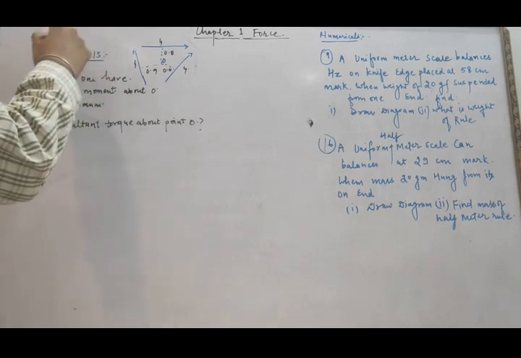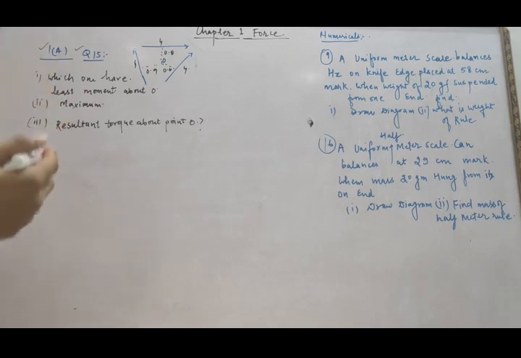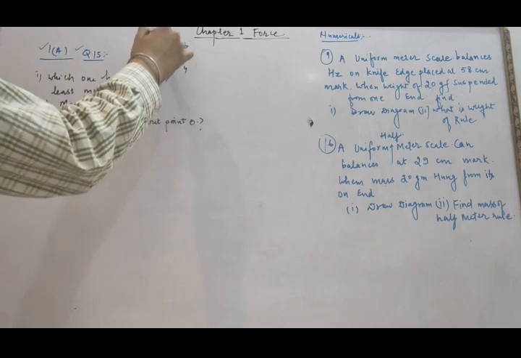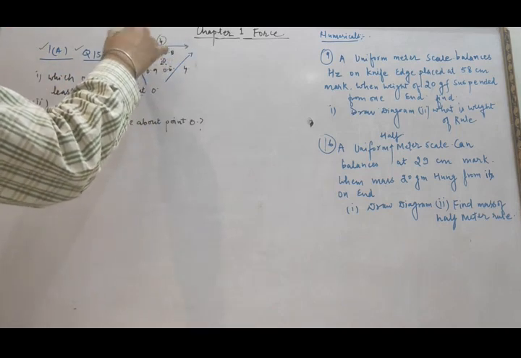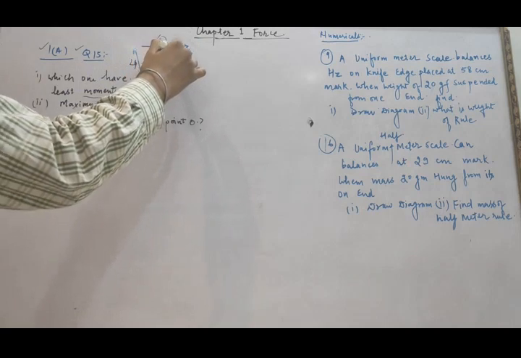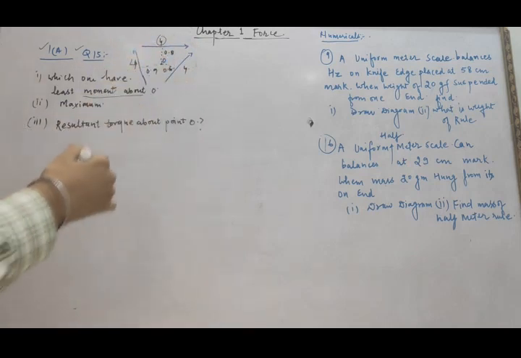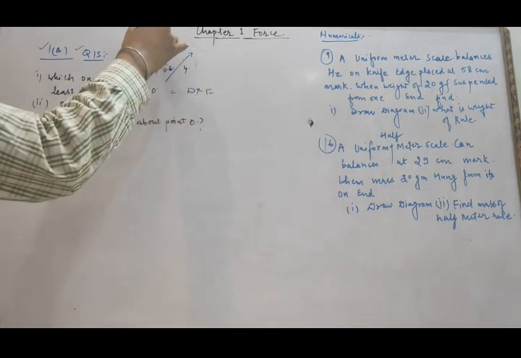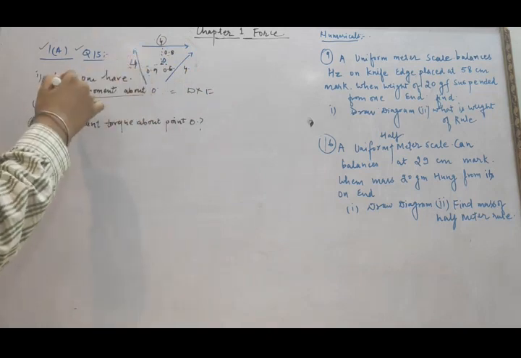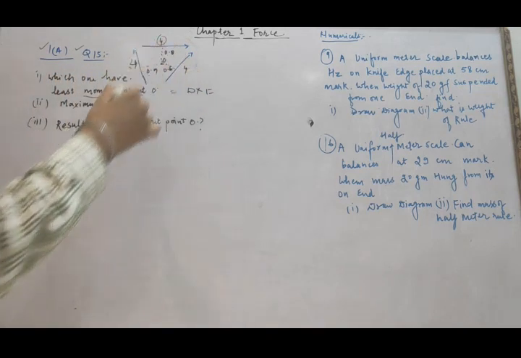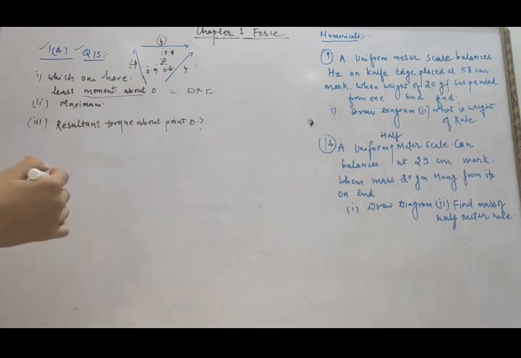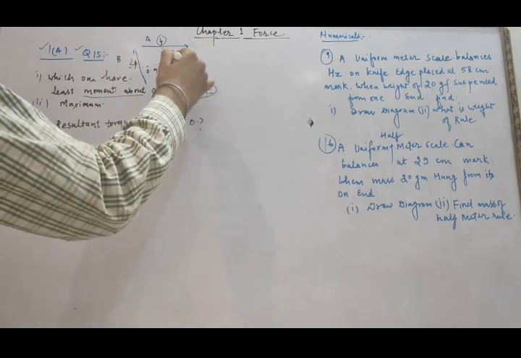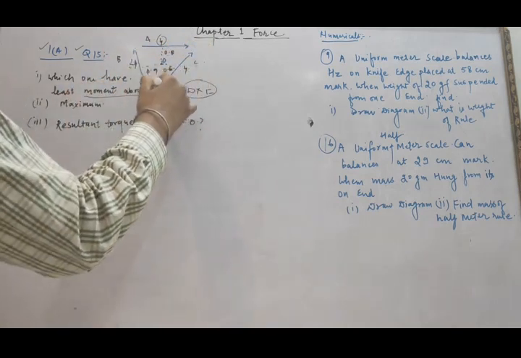This is the exercise, firstly question number 15. Which one has the least moment about O? This is the point O, and the force of 4 Newton is exerted in the given direction. The distances are 0.6, 0.8 and 0.9. We know the moment of force equals distance into force. All have the same force, so the one having the least distance will have the least moment. Suppose this is A, this is B and this is C, the least moment about O will be C.